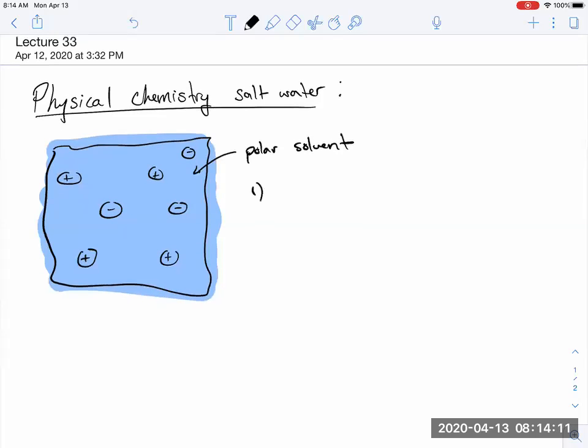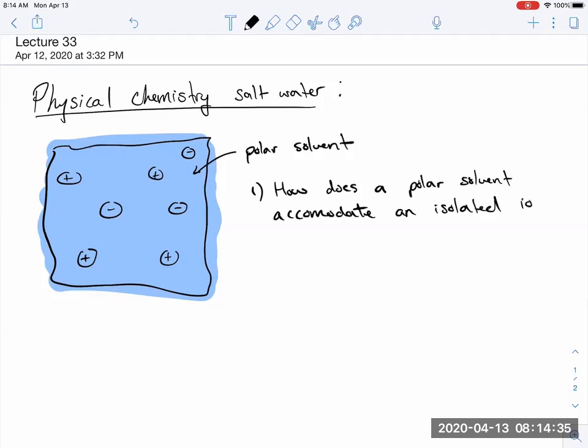And the two questions very precisely we're going to ask is, first, how does a polar solvent accommodate a first isolated ion, and then second, how are ions arranged in space? These are so-called non-ideal effects.